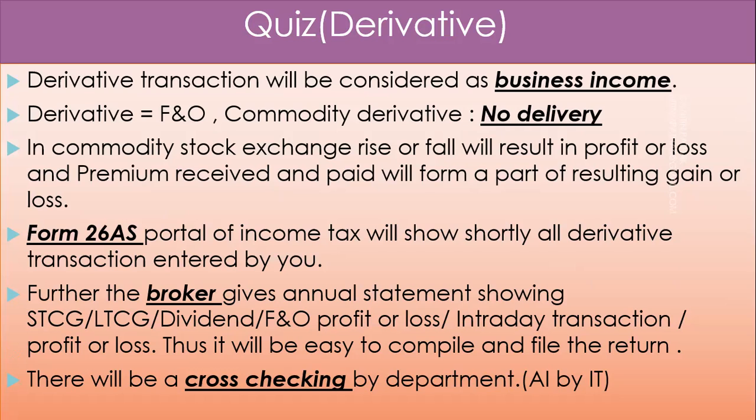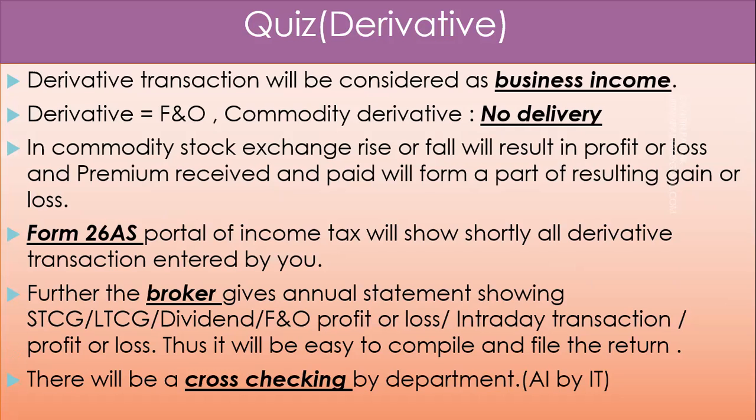Form number 26AS is on the portal. Sooner or later, they would show your intraday transactions, your F&O transactions, your sale of shares, sale of debentures, everything, and they would also show the profit out of that. So the portal would give you information on whether you have taken this into consideration or not. Further, the broker gives an annual statement showing short-term gain, long-term gain, dividend, F&O profit, intraday transactions. Thus, it is easy to compile and file a return.